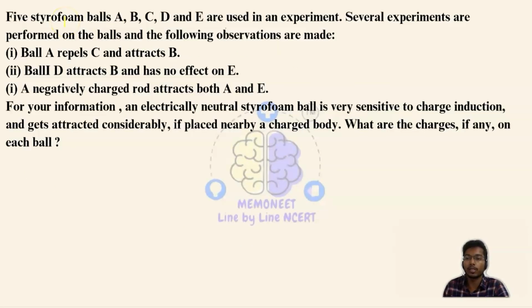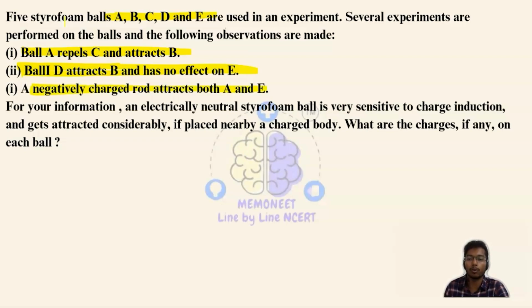Let's now do one question here. Five styrofoam balls, that is A, B, C, D, E, are used in an experiment. Several experiments are performed on the balls and the following observations are made. Ball A repels C and attracts B. Ball D attracts B and has no effect on E. And a negatively charged rod attracts both A and E.